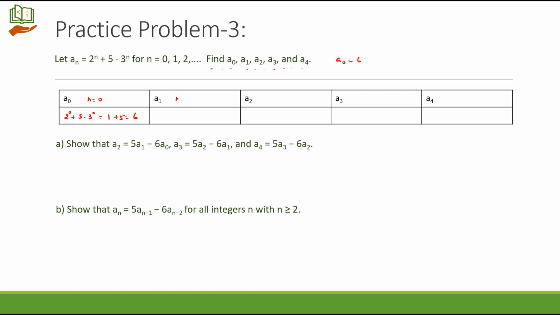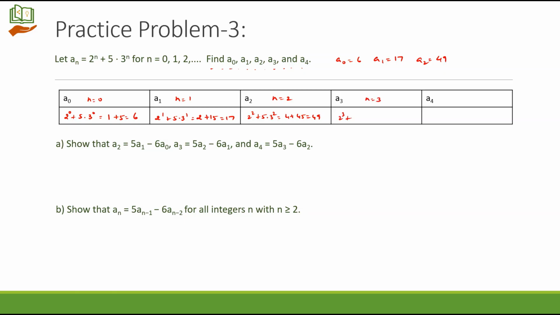What about A1? n is equal to 1. 2 power 1 plus 5 into 3 power 1. 2 power 1 is 2, 3 power 1 is 3. 3 into 5 will give you 15. This is 17. A1 is equal to 17. What about A2? n is equal to 2. 2 power 2 plus 5 into 3 power 2. 4 plus 5 into 9. 3 square is 9. 5 nines are 45. This will give you 49. A2 will be 49.